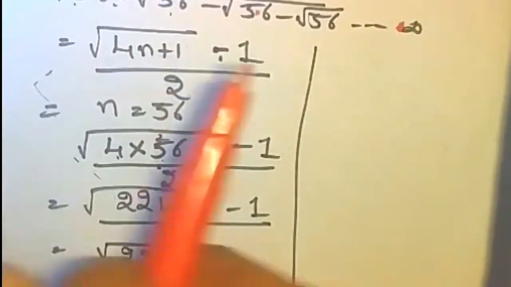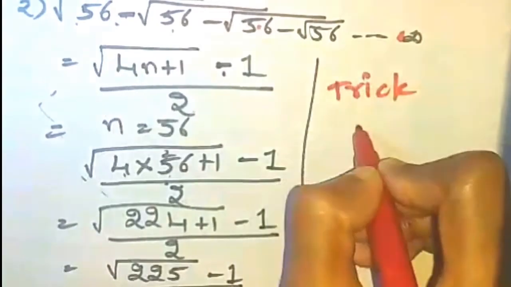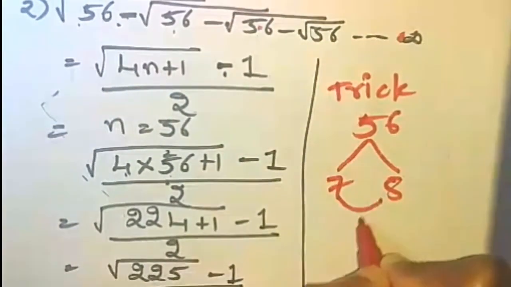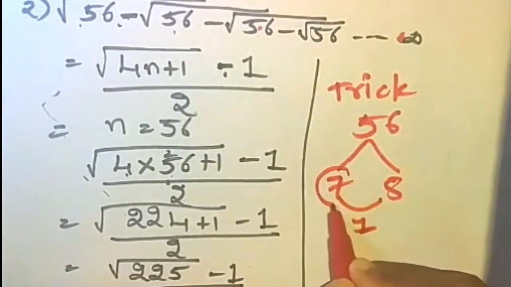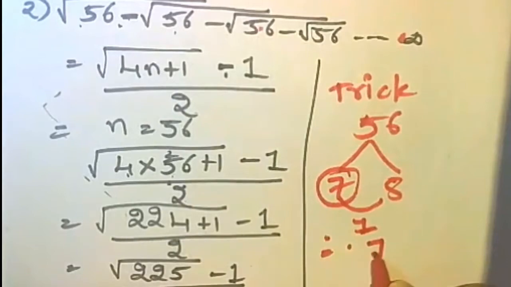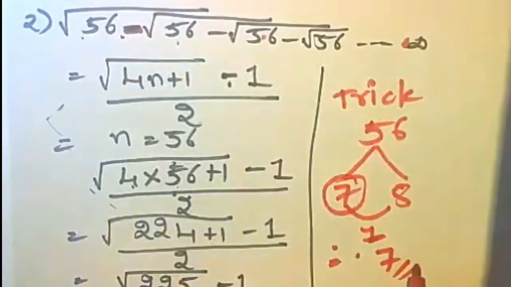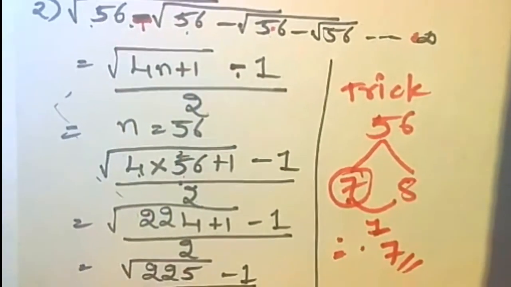Now let us see through the trick. What is the trick? The factors for 56 are 7 and 8. Their difference is 1. Yes or no? So now we have to take the smaller value, that is 7. Why 7? Because in the formula it is minus. That's the reason I am taking the lesser value here. If in the formula there is plus, we will take the higher value. Okay.